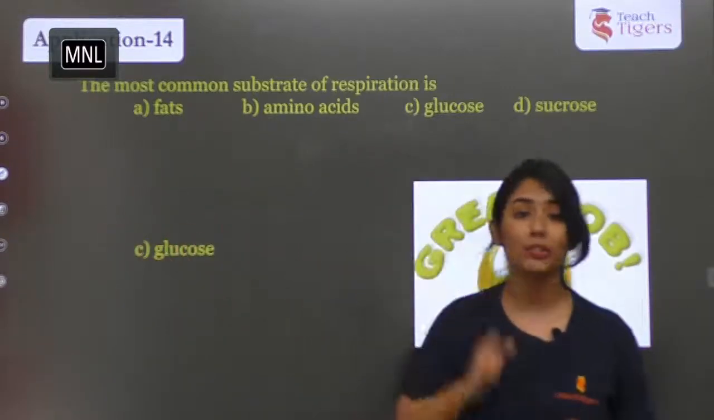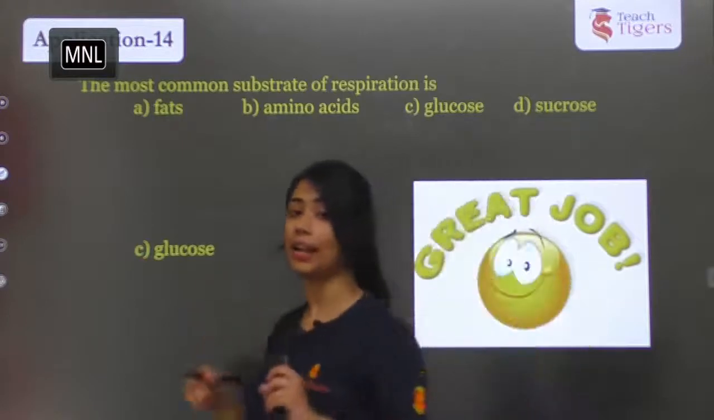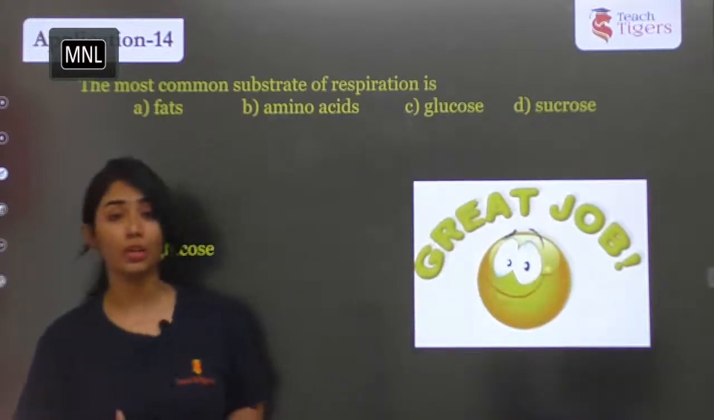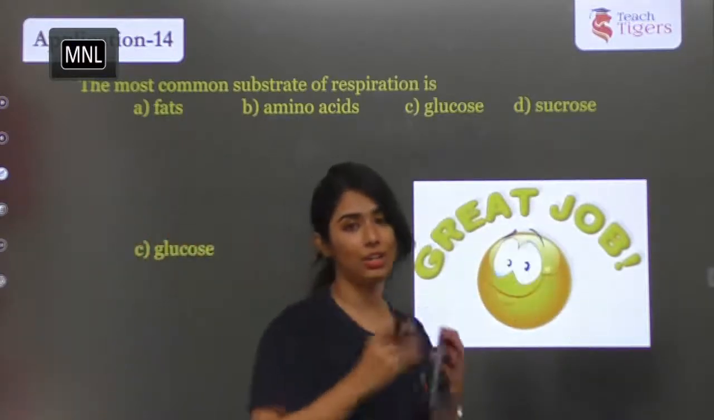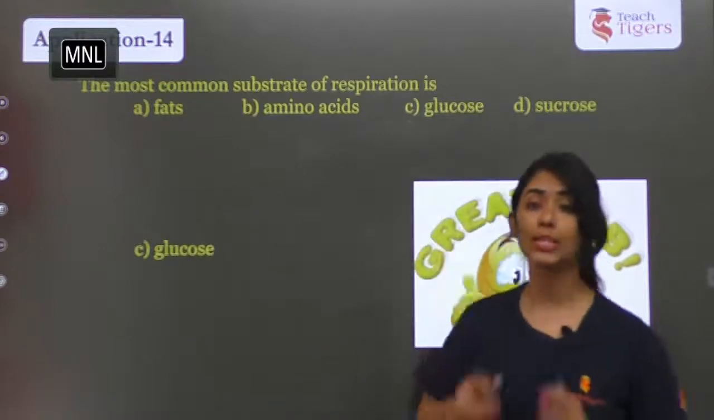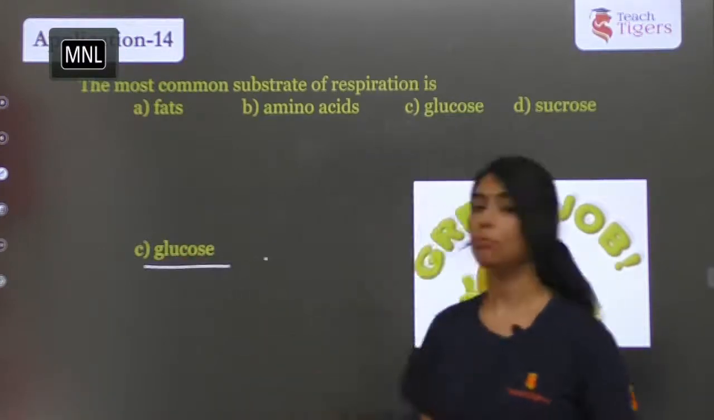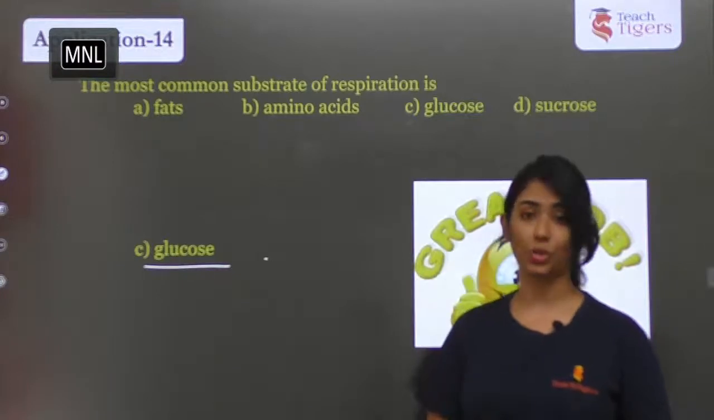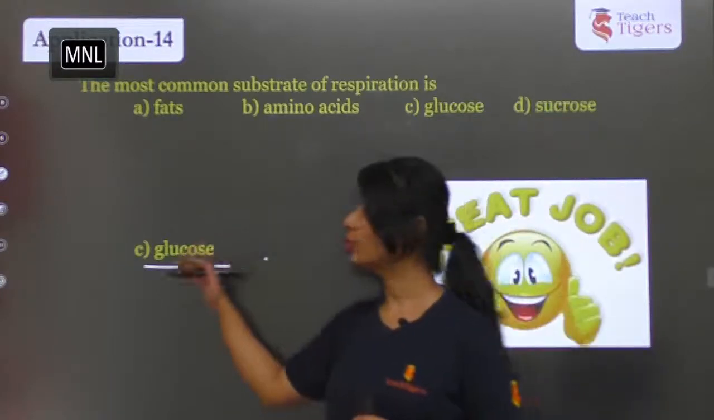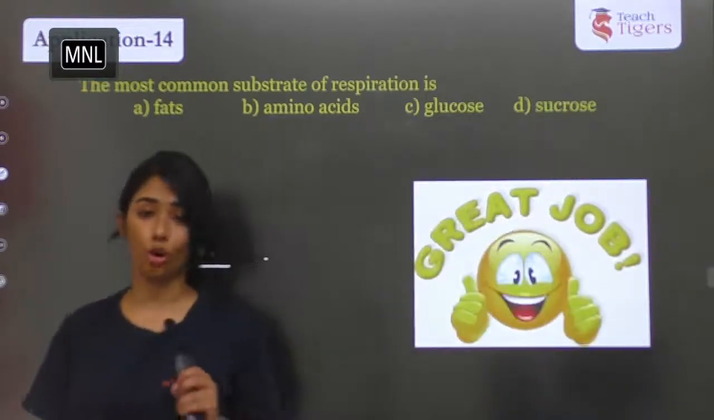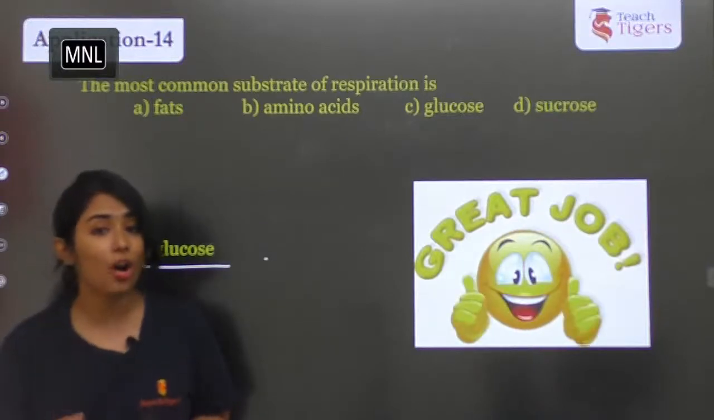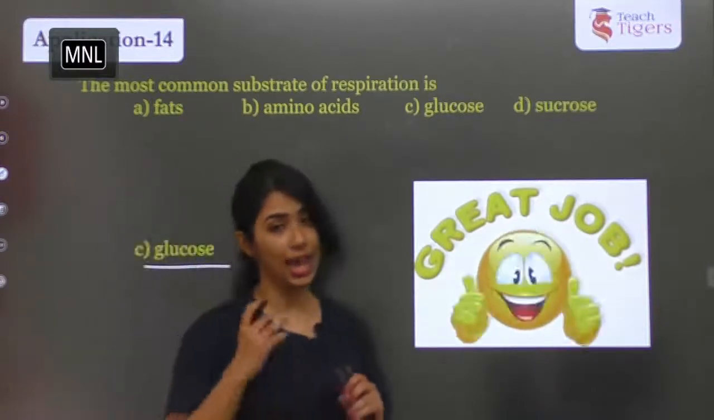So glucose is the most common substrate for respiration. Glucose will combine with oxygen that is present in the air and form carbon dioxide and water, and also release energy, right? There are also other pathways by which glucose can be broken down to release energy. We saw there's a pathway where glucose will also be broken down in the absence of oxygen and release ethanol and carbon dioxide and energy, right?